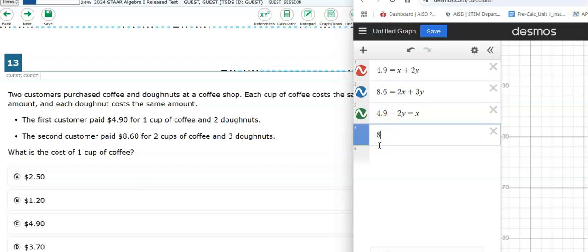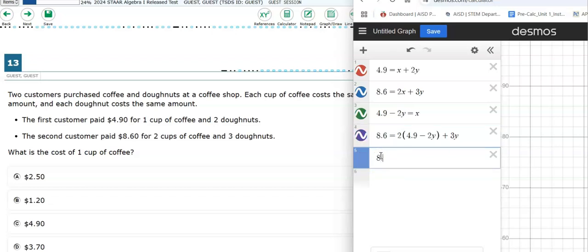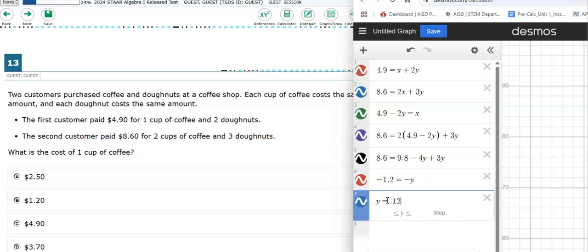with what it equals. 8.6 now equals 2 times (4.9 minus 2Y) plus 3Y. Okay, so now that is 8.6 equals 9.8 minus 4Y plus 3Y. Okay, if I subtract 9.8 from both sides, I get negative 1.2. And then that would then equal negative 4 plus 3 is negative Y, and that means Y is 1.2.